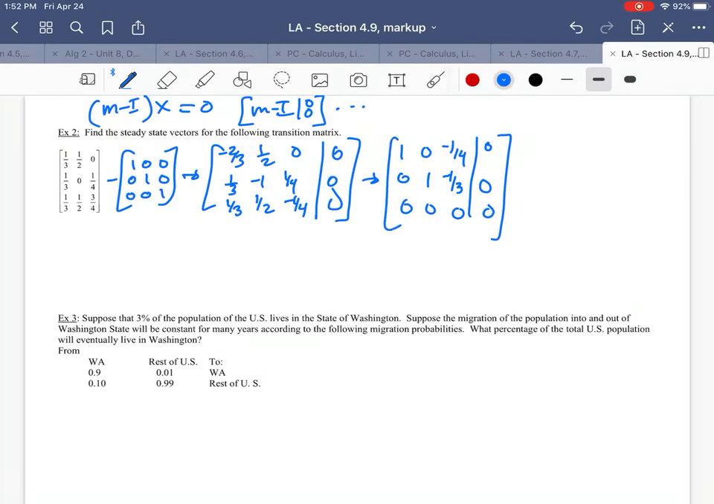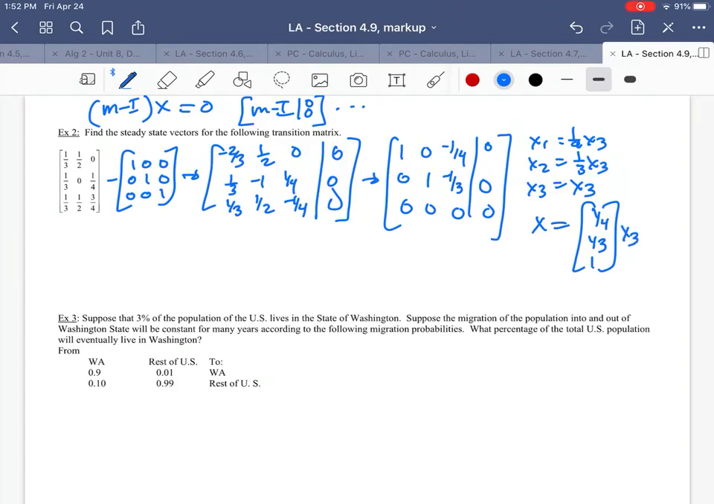So you can see if I write my answers here, I would have x1, x2, x3. x3 is free, so x3. x2 is 1/3 x3, and x1 is 1/4 x3. So everything basically depends on x3. So basically what I have going on right here is that x is this 1/4, 1/3, and 1 times x3, right?